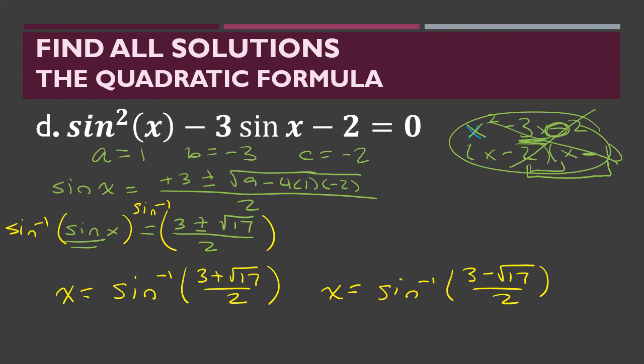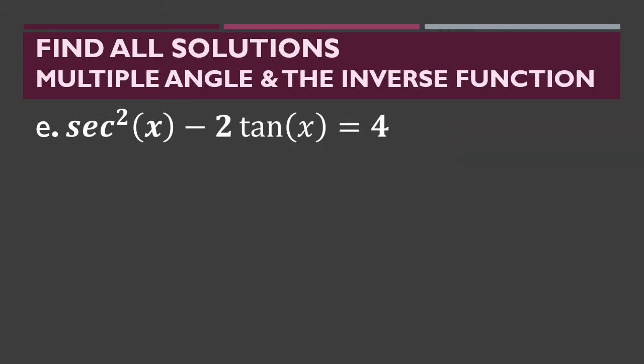All right, next problem. So for our last example, we are going to deal with problems where the values are not special values on the unit circle. They're just other random values on my unit circle. So we have the problem secant squared x minus 2 tangent x equals 4.